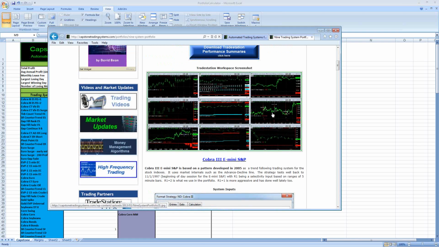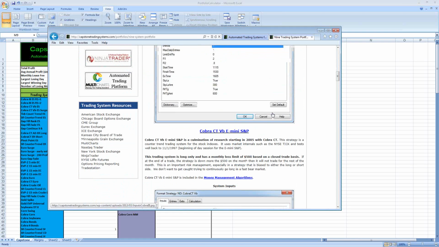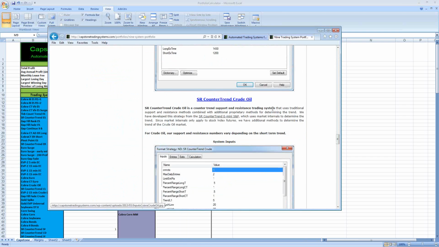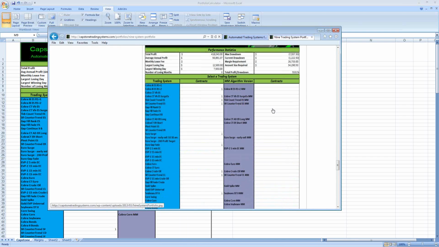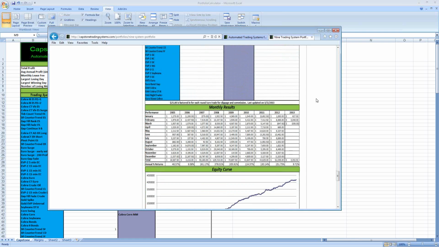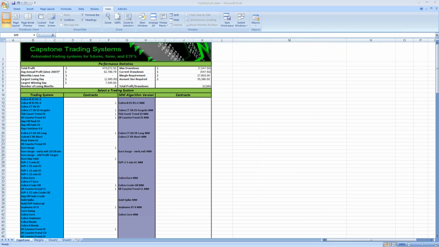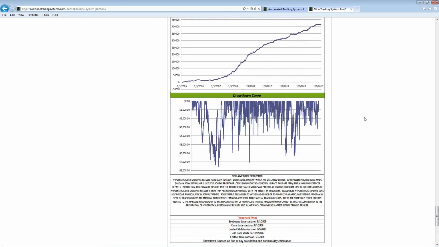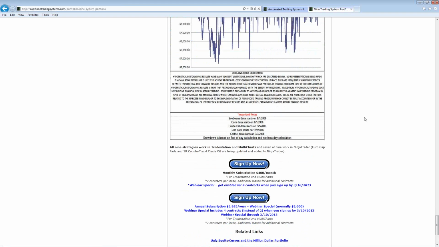Here's just a screenshot of the workspace. I've got a description of each one. You can see the inputs, and then here we have the results. This is as of the 5th. The one we're looking at is as of the 6th, and the screenshot is as of the 5th of March.